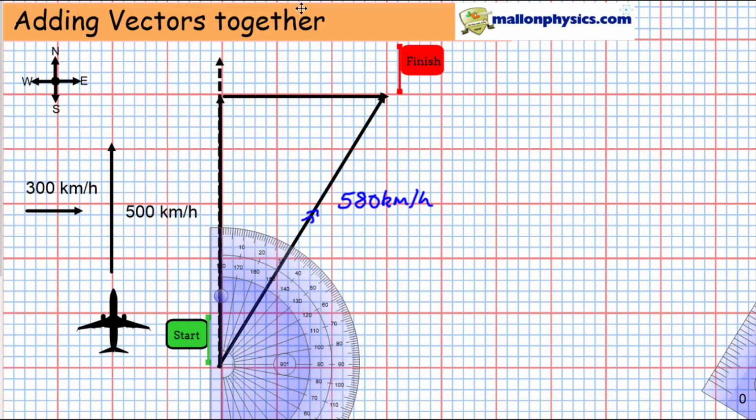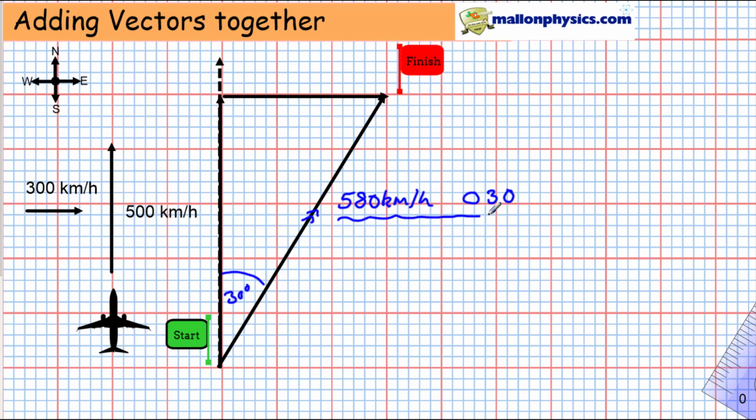So I can move my protractor out of the way and I can put in the angle now. It's 30 degrees, and that's going to be 30 degrees there. So the resultant velocity of that aircraft when the wind is blowing that direction will be 580 kilometers per hour with a bearing of 030 degrees from the north. That will be my resultant vector, the resultant velocity of that aircraft. So the aircraft's going to be swept in that direction relative to the ground.